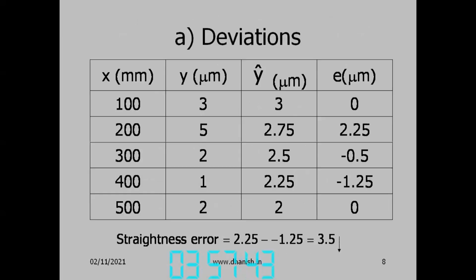Next, the deviations. First we find the endpoint line, and then we calculate the deviations with respect to this endpoint line. Substitute x equal to 100, 200, etc., and find y cap: 3, 2.75, etc. Then find the error at each point, y minus y cap. Since the line passes through the first point and last point, the error at those points will be 0. The maximum is 2.25, the minimum is minus 1.25. So the straightness error is 2.25 minus (minus 1.25), which is 3.5.